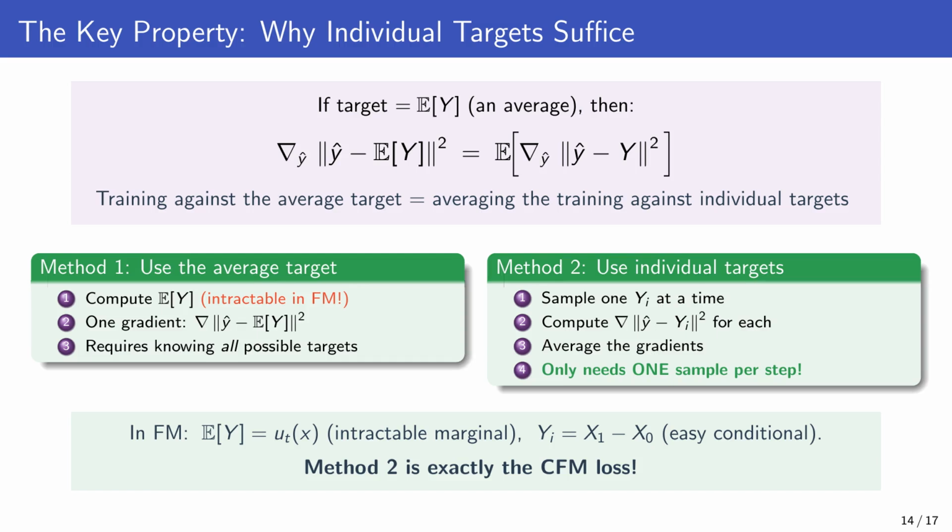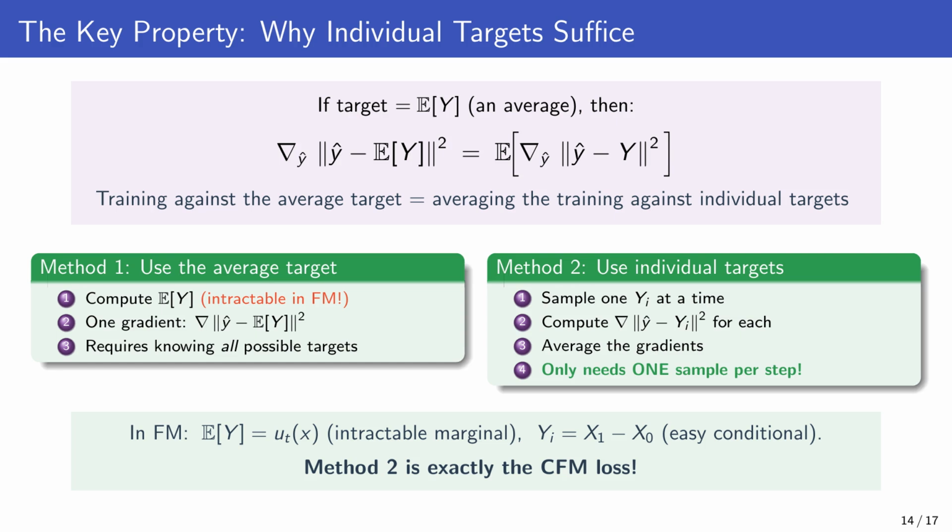This is the most important slide in this entire lecture. It is the mathematical reason flow matching works. Here's the property. If your target is an average, E of y, then the gradient of the MSE loss with that average target is exactly equal to the expected gradient with individual targets. Written out, nabla of the norm of pred minus E of y squared equals E of nabla of the norm of pred minus y squared.